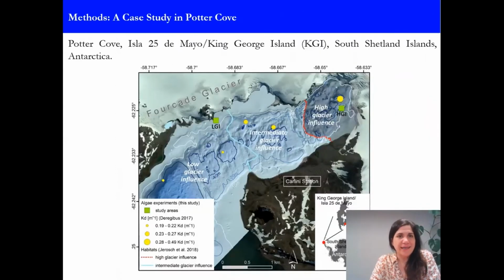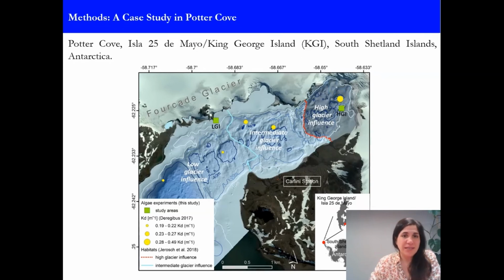So our study was performed in Potter Cove, Isla 25 de Mayo, King George Island. And here you can see a gradient of glacial influence which distinguishes three different habitats that were described by Herosh et al. 2018, where we have more glacial influence in the high glacial influence habitat and less glacial influence, more light availability, and more complex macroalgal assemblages in the low glacial influence habitat than in the high glacial influence habitat.